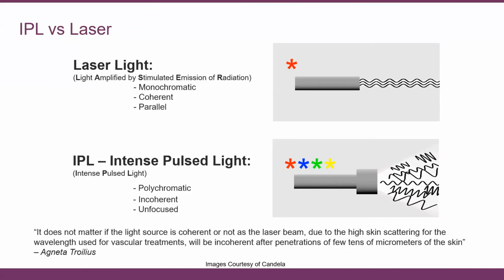However, with intense pulse light, this isn't a single wavelength, it's a range of wavelengths. And because it's that range of wavelengths, it has a number of different colors in it, depending on what that range of wavelengths is. So we call this polychromatic because it's numerous colors. It's incoherent because each one of those colors is a different wavelength. So as you can see from the diagram, they're coming out and they're all slightly different wavelengths. And it's unfocused or divergent.